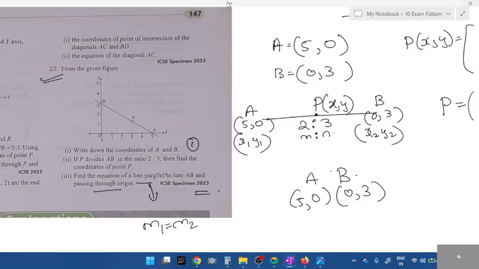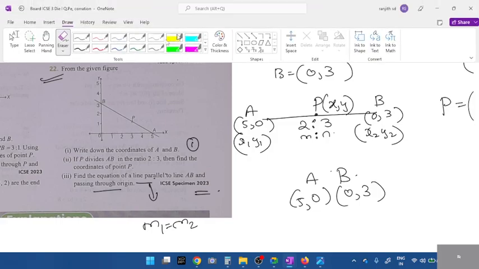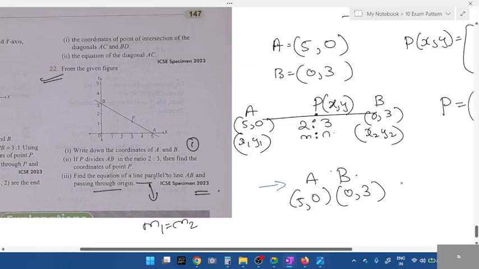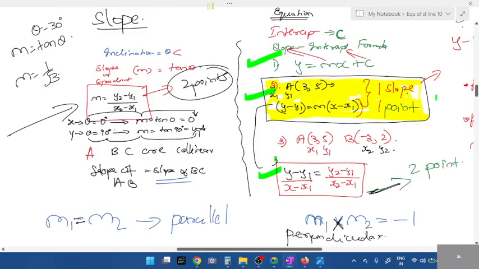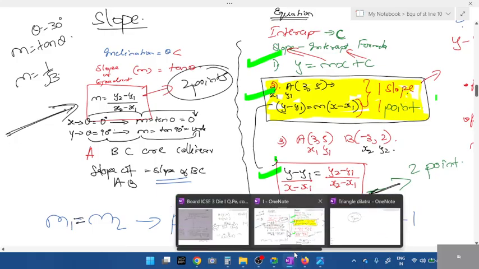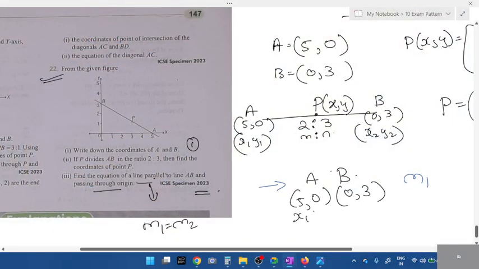What do you mean by line parallel? M1 should be equal to M2. So using these 2 points, let us find M1. What is M1, slope or equation? M meaning is slope. Tell me the slope formula. When 2 points are given, y2 minus y1 divided by x2 minus x1. Look left hand side, I've drawn an arrow. So this will be x1, y1, x2, y2.